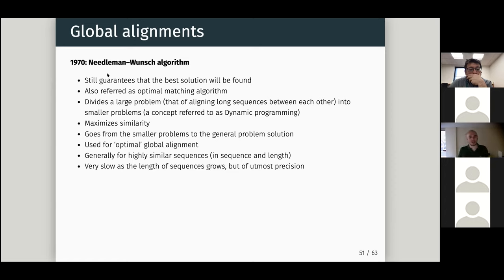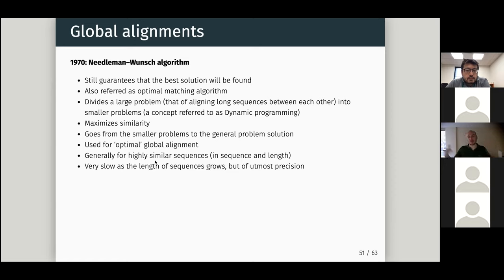I guess they were mathematicians, and they found the best solution. They found the algorithm that leads you to the best possible alignment between two sequences, given some hypothesis on how a good alignment should look. It's also referred to as the optimal matching algorithm. Again, same approach: it divides a larger problem into smaller problems, it tries to maximize similarity, and it goes from the smaller problems to the final general solution. And it's called optimal for global alignments.